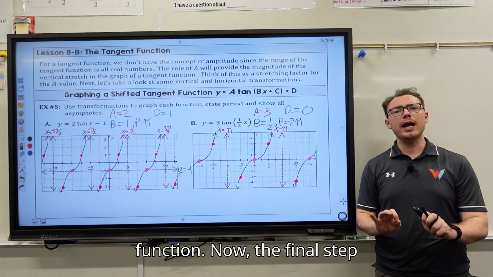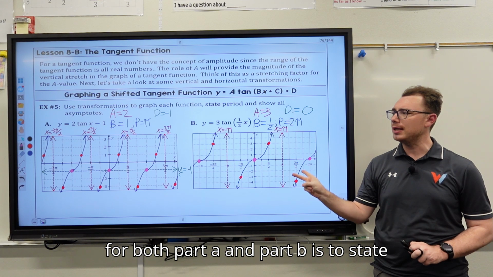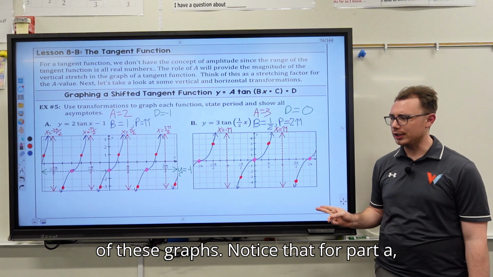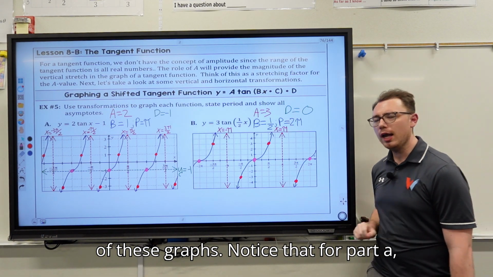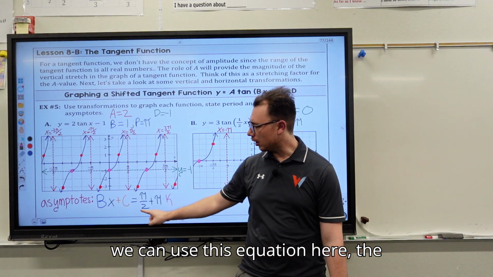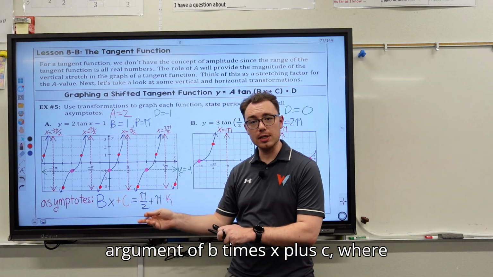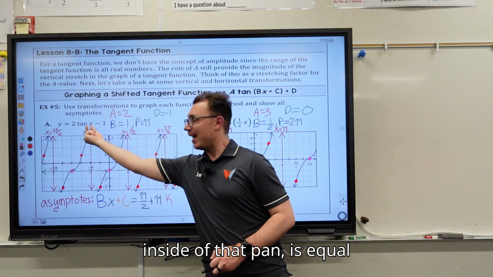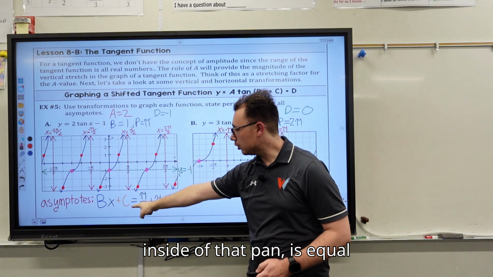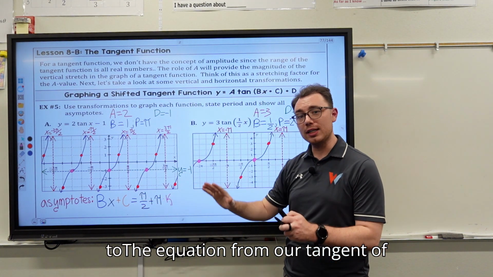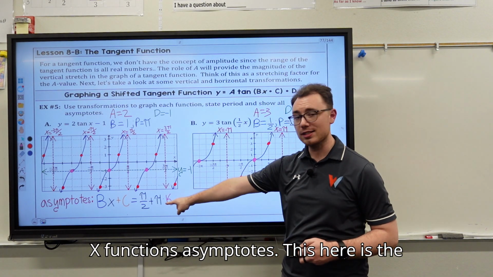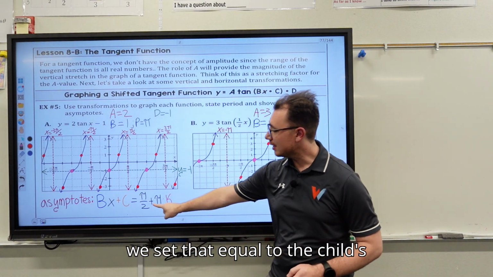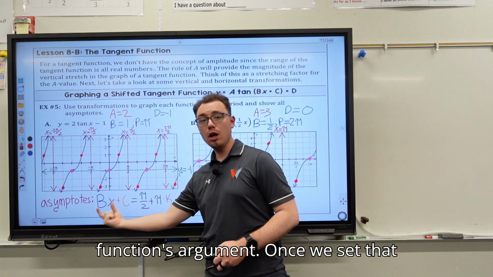Now, the final step for both part A and part B is to state where all the asymptotes occur for each of these graphs. Notice that for part A, we can use this equation here, the argument of b times x plus c, where this argument is just what's inside of that tan, is equal to the equation from our tangent of x function's asymptotes. This here is the parent function's asymptote equation. So we set that equal to the child function's argument.